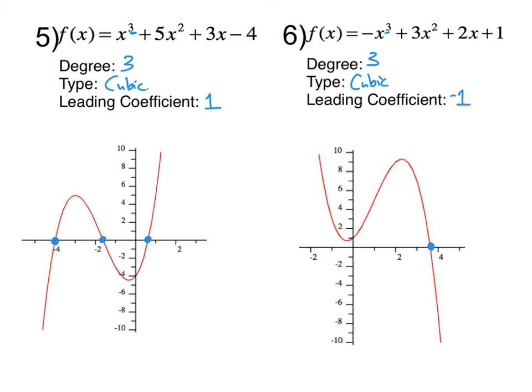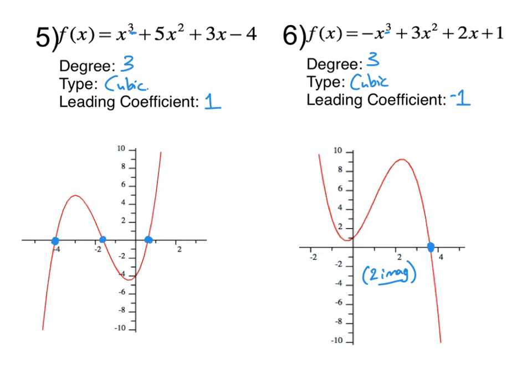What happened to the other 2? Well, the other 2 are imaginary because they don't cross the x-axis. So 1 real, 2 imaginary on a cubic. Here I have all 3 being real.